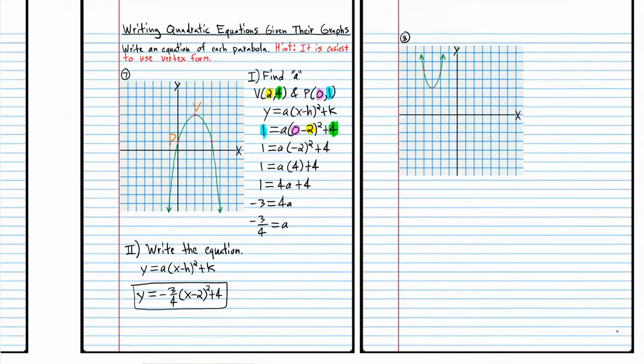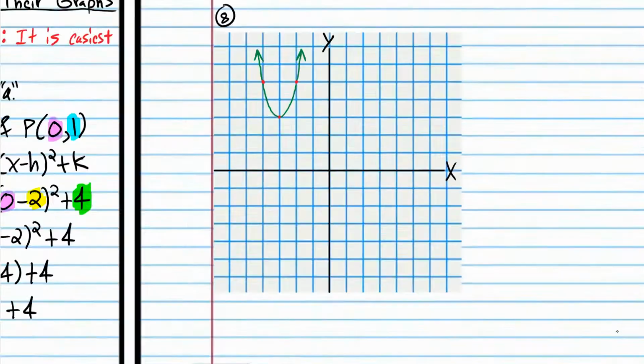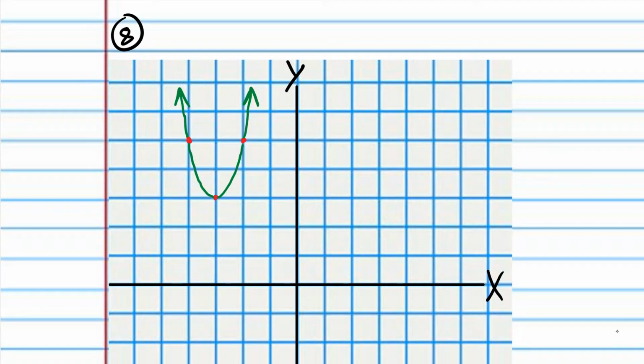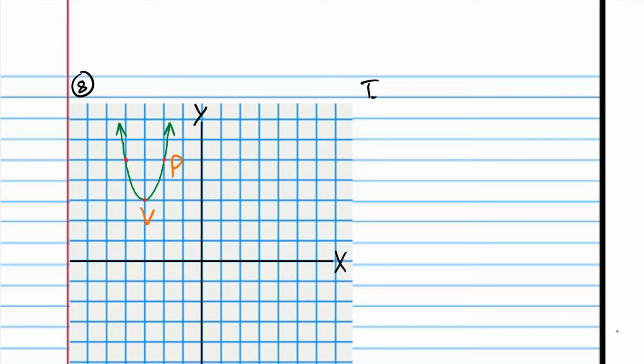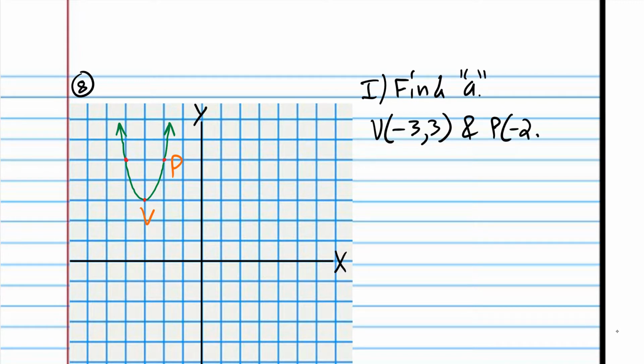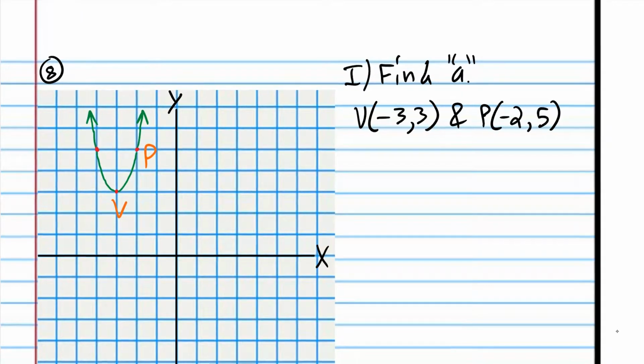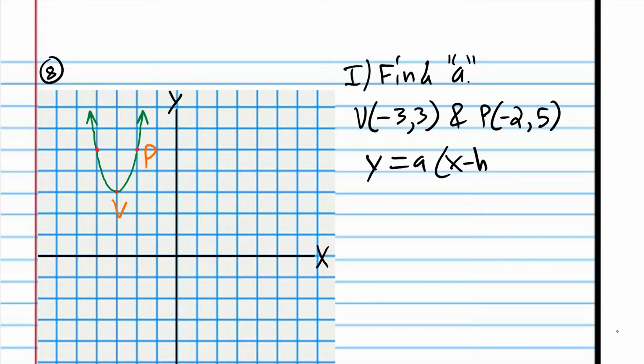Okay, so let's try another one of these problems. I'm going to label the vertex V, and I'm going to use this point over here. And step number 1 is to find that constant A value. And I'm going to rewrite the coordinates of the vertex, which are -3, 3. And the point that I'm going to use looks like -2, 5. And then we're going to use general vertex form because that's just the easiest form to use.